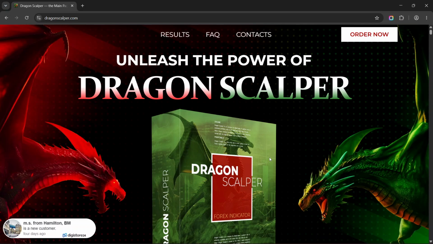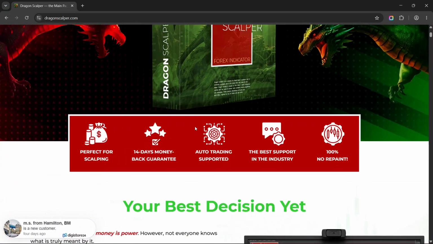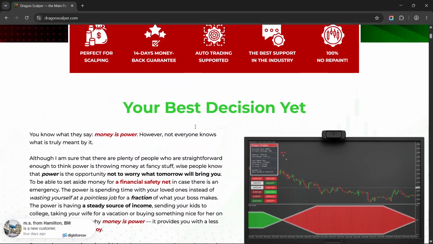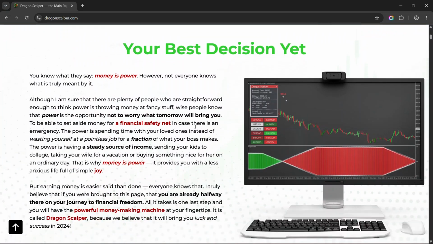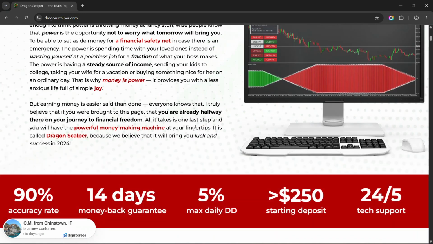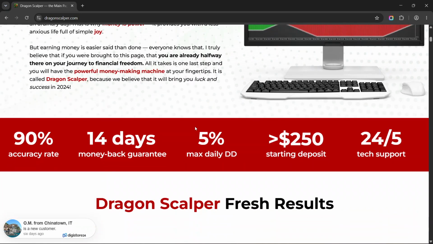We'll be looking at the Dragon Scalper from dragonscalper.com. This EA is marketed as a scalping system for MT4 and MT5 that works on a lower time frame such as M1, M5, M15 and M30. The sales page pushes a lot of big numbers right up front, such as a 90% accuracy rate, 5% max daily drawdown, and starting from about $250. And then there are screenshots of some pretty large profits in short periods. But let's walk through what they actually show and what this means in practice.